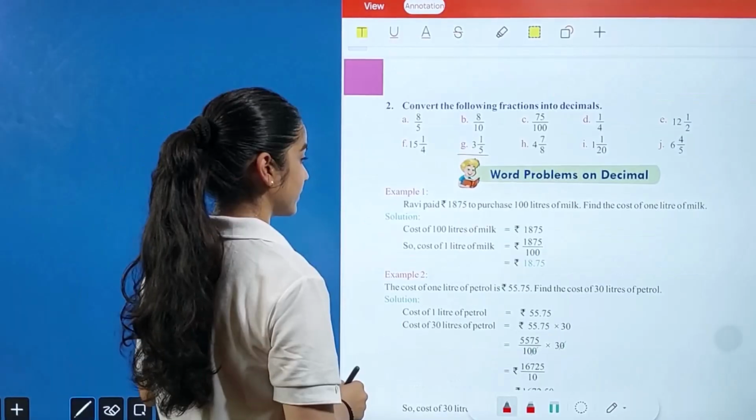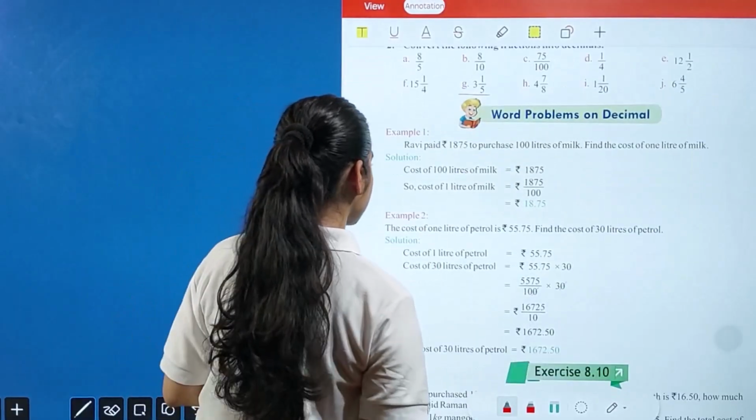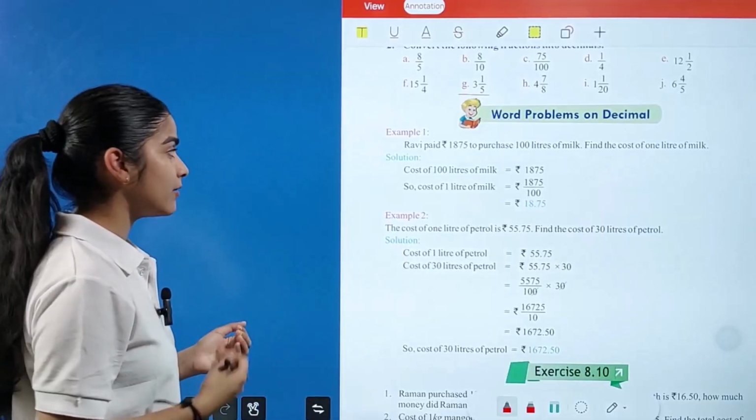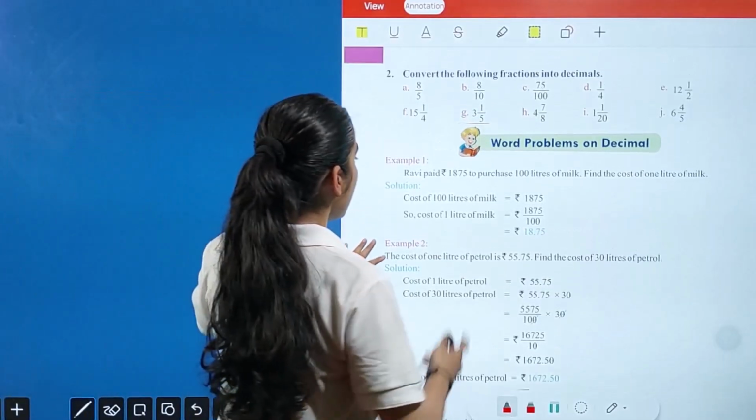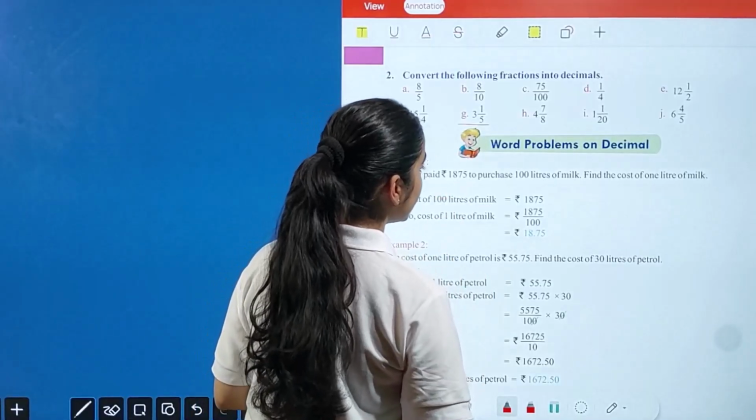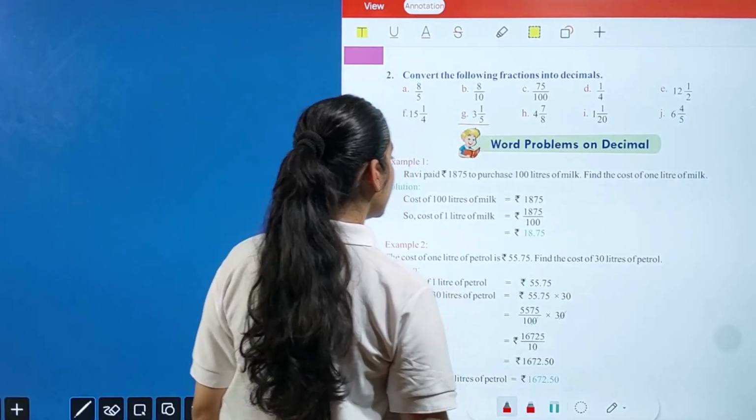Okay. Now we have word problems on decimals. The same process we have to repeat here with the same operation. The difference is now we have our day-to-day situations. So Ravi paid 1875 to purchase 100 liters of milk. Find the cost of 1 liter of milk.